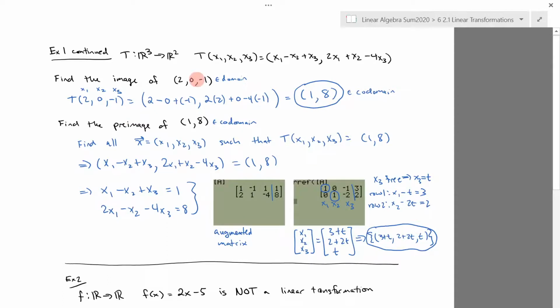Which is the case, right? Because to get this vector, if I take t to be negative 1, then the third component would be negative 1. Then the second component would be 2 minus 2, which is 0. And then again, if t is negative 1, then the first component is 3 minus 1, which is equal to 2. Right, so when t is negative 1, you get back exactly this element. But the preimage in this example consists of other vectors than just this single vector.